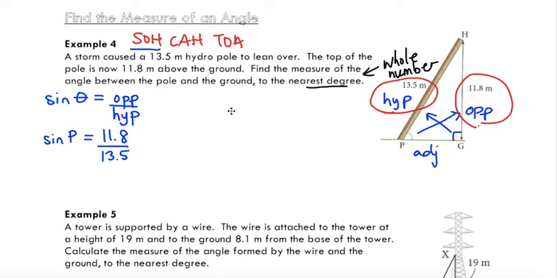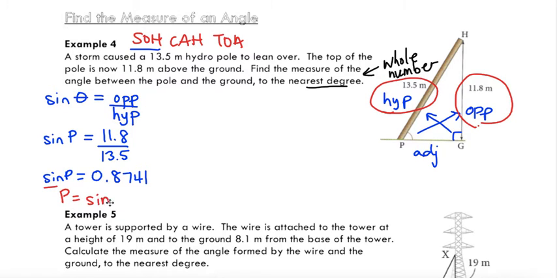Take your calculator and work out 11.8 divided by 13.5, and you get an answer of 0.8741. And now this is where we do the opposite of sine. Remember, the opposite of sine is the sine inverse. So that'll get rid of it from the left-hand side. So we're just left with P.